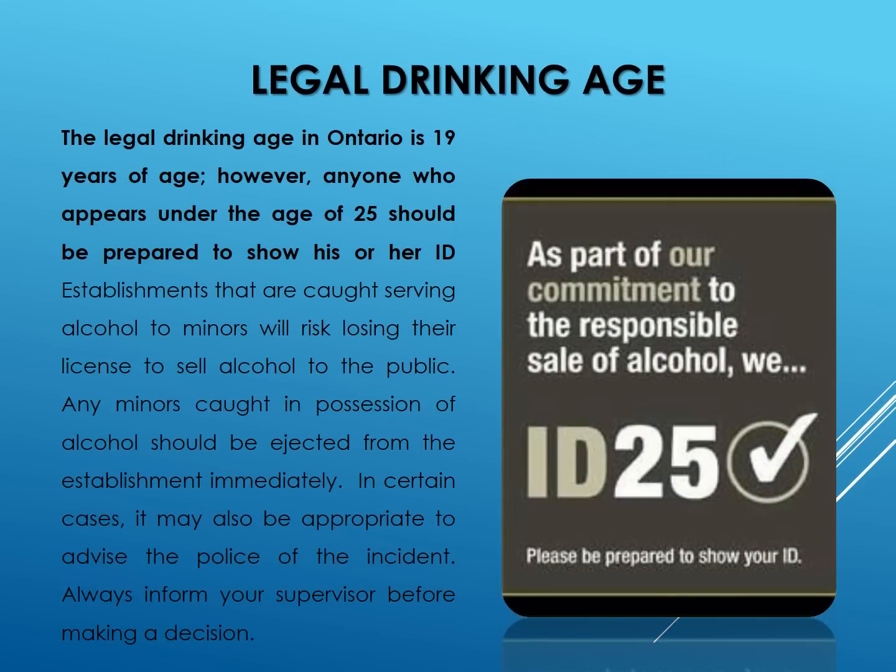Legal drinking age. The legal drinking age in Ontario is 19 years of age. However, anyone who appears under the age of 25 should be prepared to show his or her ID. Establishments that are caught serving alcohol to minors will risk losing their license to sell alcohol to the public. Any minors caught in possession of alcohol should be ejected from the establishment immediately. In certain cases, it may also be appropriate to advise the police of the incident. Always inform your supervisor before making a decision.